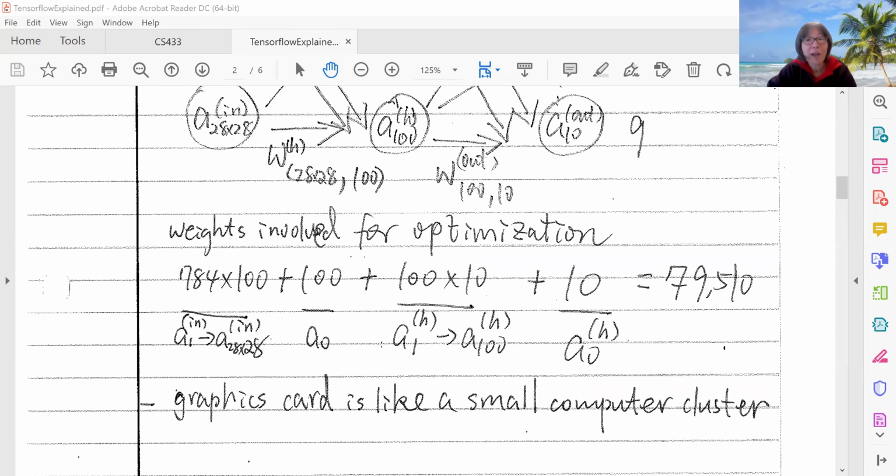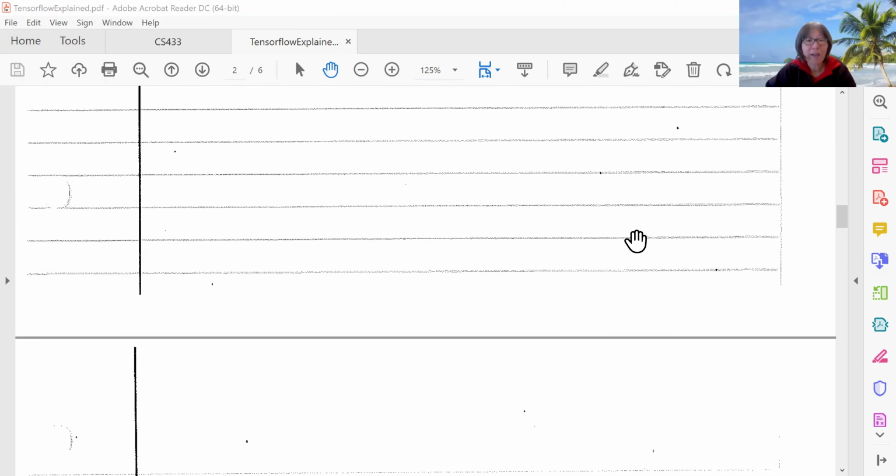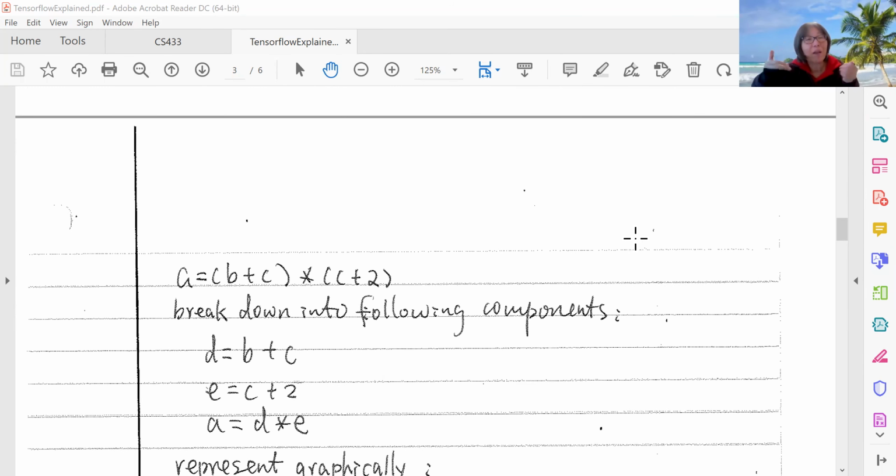So that's why we said if we use a graphic card, then it can help a lot, because a graphic card is like a small computer cluster, and you have so many weights you need to train. So that's the idea about the level of the computation. That's why we see that GPU has an advantage.